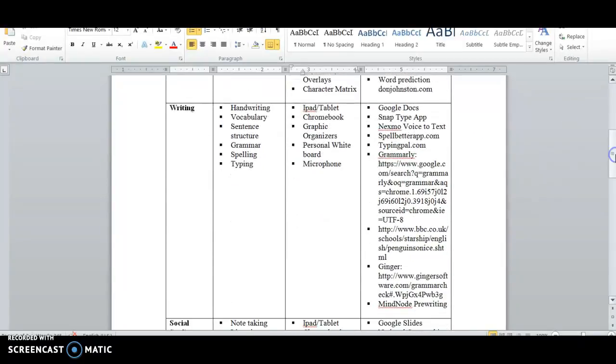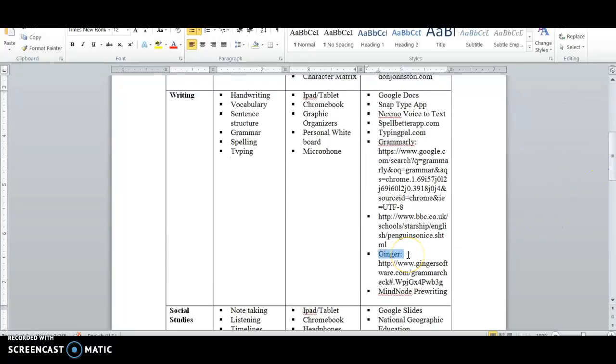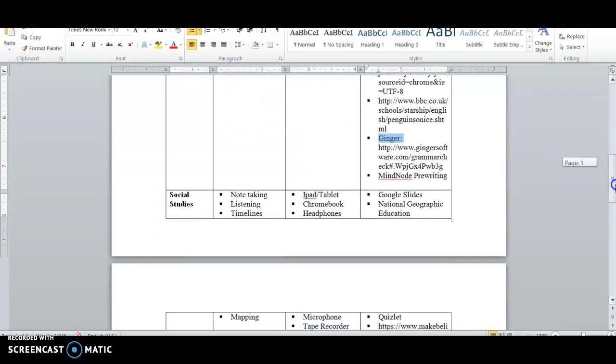For writing, I thought that this Ginger software was really cool because it gives you grammar advice as well as spell checking, and it suggests words and sentence structure. So if students are having difficulty with sentence structure, Ginger is something that they can use, and it will suggest how they can rephrase their sentences.